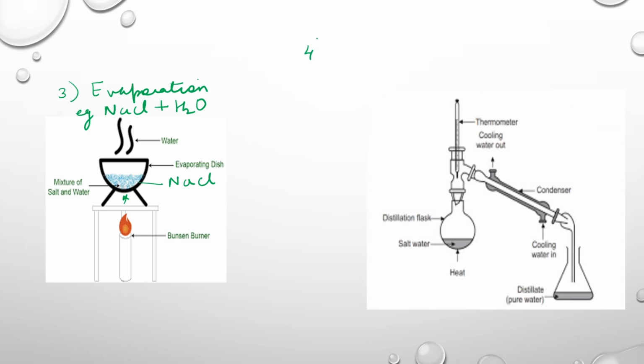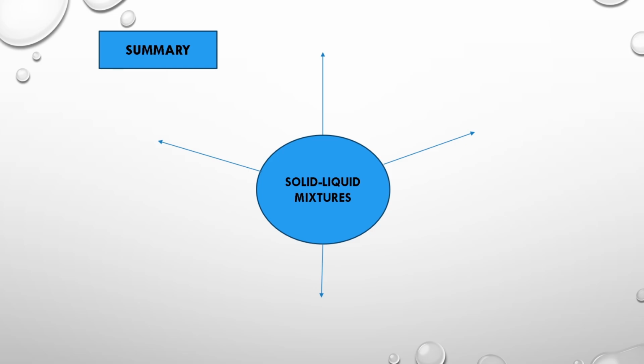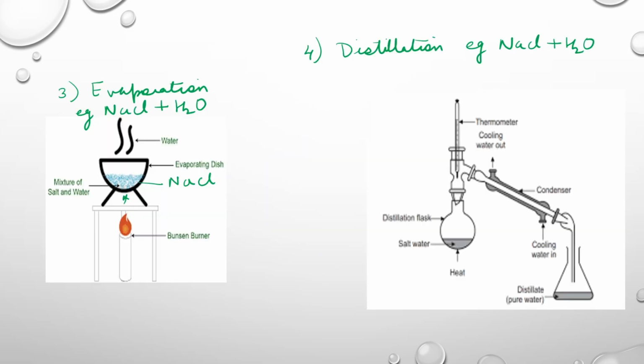Fourth method is distillation. In distillation, we have the example again of salt and water. Again we are taking this mixture in the distillation flask and we are going to heat it. So when we heat it, what will happen? Water vapors will rise, they will move inside the condenser and water will be collected in the receiver and salt will be left behind in the round bottom flask or in the distillation flask.